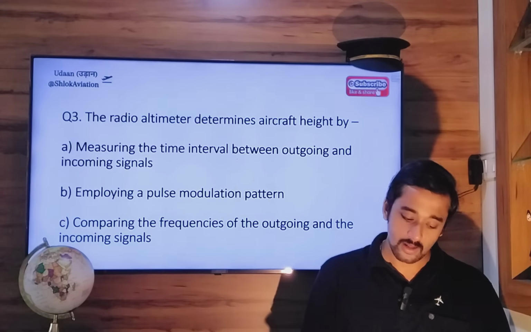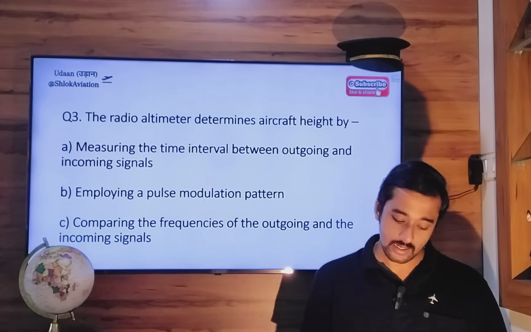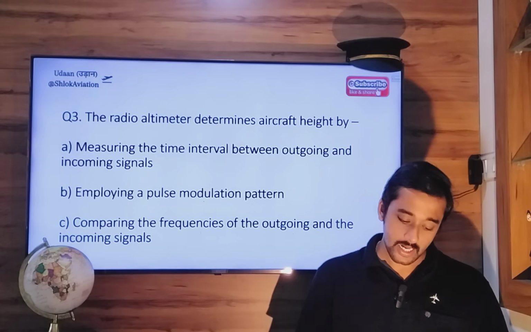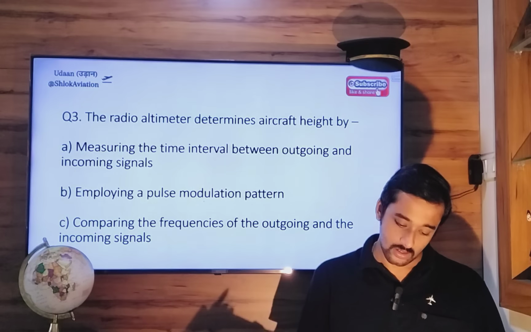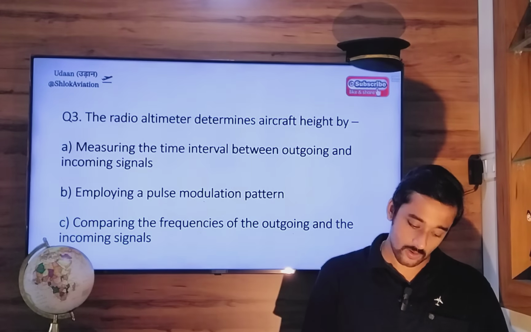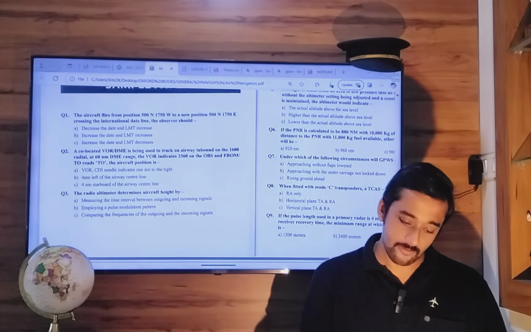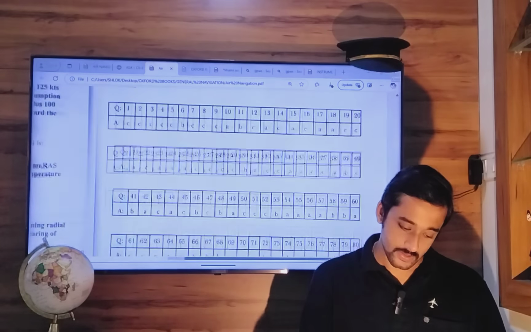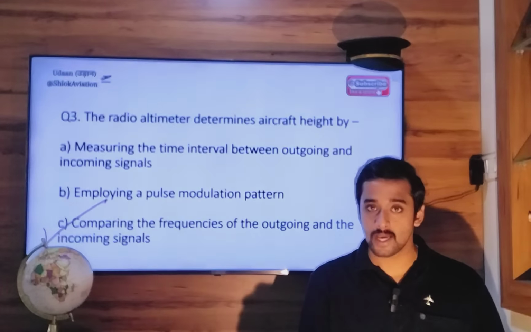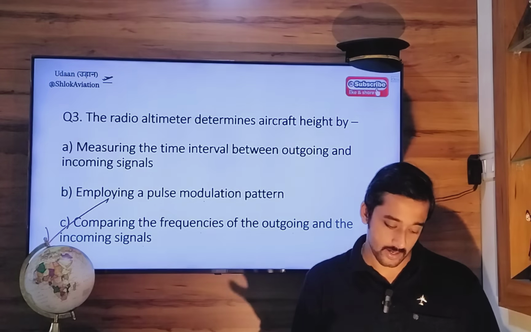So it measures the time interval between outgoing and incoming signals, employs pulse modulation, comparing the frequencies of the outgoing and the incoming signals. So the correct answer here will be option Charlie, comparing the frequencies of the outgoing and incoming signals. That is the principle it is based on. Now, measuring the time interval between outgoing and incoming signal is more like primary radar.